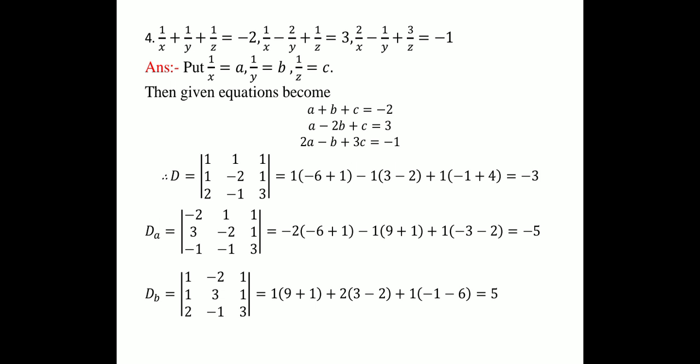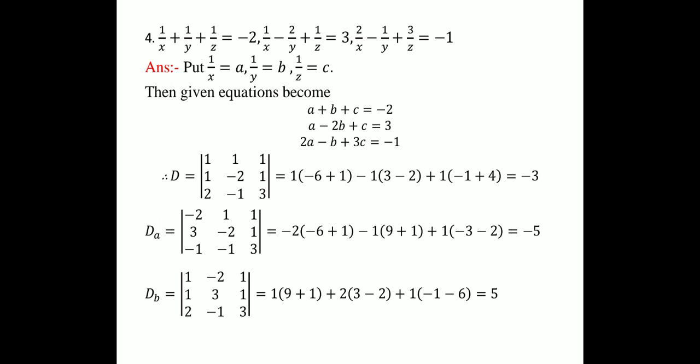Similarly, find out the value of dB. For finding dB, we replace the coefficients 1, minus 2, minus 1 by minus 2, 3, minus 1. That is 1, minus 2, 1; 1, 3, 1; 2, minus 1, 3. Find out its determinant, dB is equal to 5.